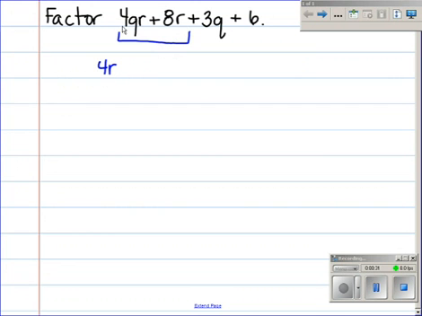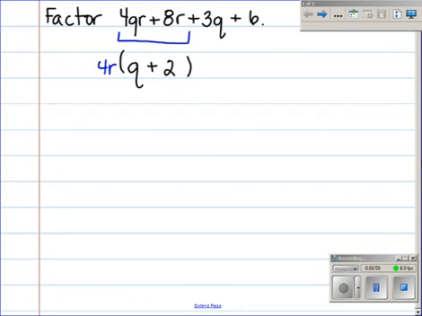Now, the first term has a Q, but the second one doesn't, so that's why Q is not a greatest common factor. So if we were to divide both of these terms by 4R, well, 4QR divided by 4R, I'm going to be left with Q. And then 8R divided by 4R, I'm left with 2.